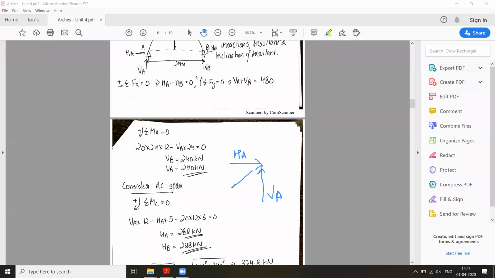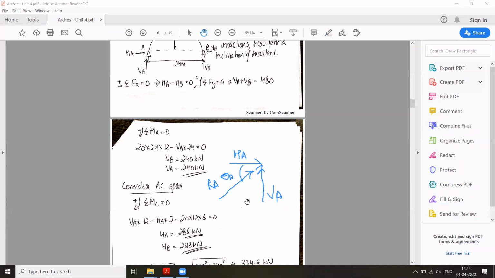So there will be a resultant acting like this. Okay, there will be a resultant acting at A, which is denoted by RA. And the inclination of this resultant from the horizontal is denoted as theta A. So the next part of the question is saying that you need to calculate the value of this resultant and the value of this theta A. What is the inclination of this resultant from A?